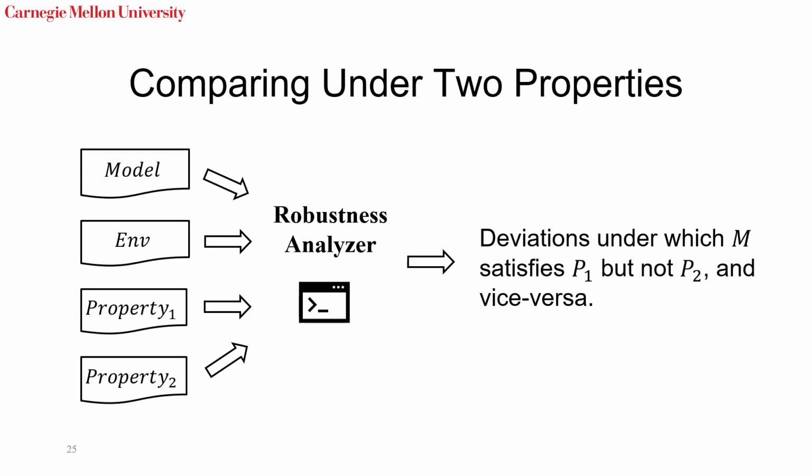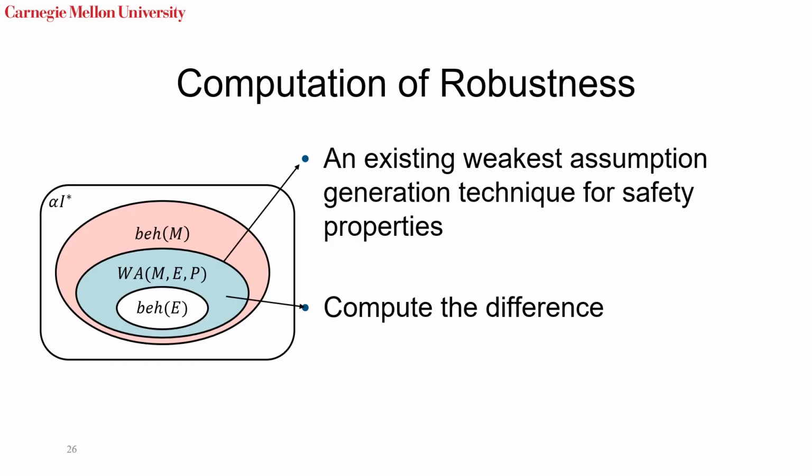Also, we can compare the robustness of one design under two properties. For instance, one is stronger and one is weaker. We can compute the deviations under which M satisfies property 1 but not property 2, and vice versa. To compute robustness, we first use the existing approach to compute the weakest assumption of a system with respect to a safety property. Then we compute the difference between the weakest assumption and the given environment.